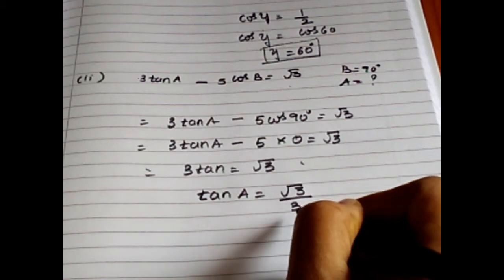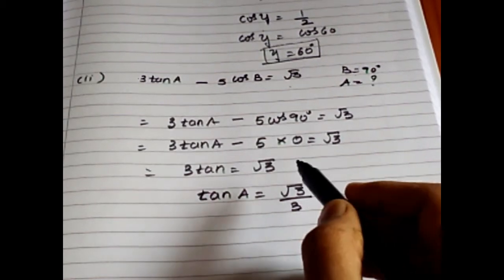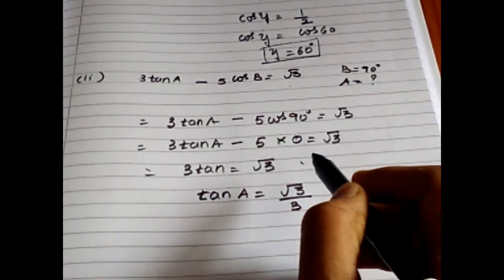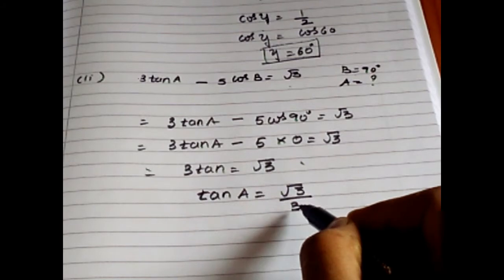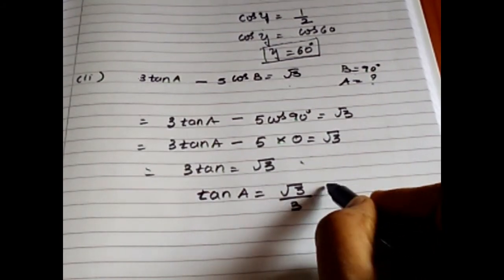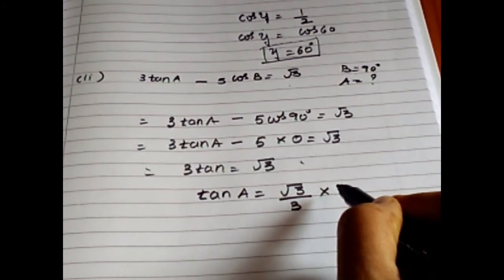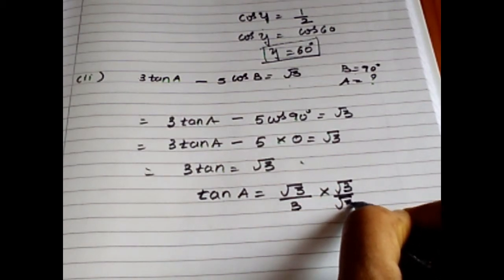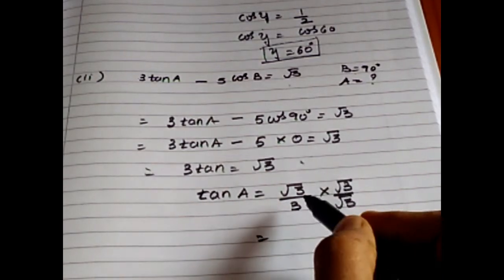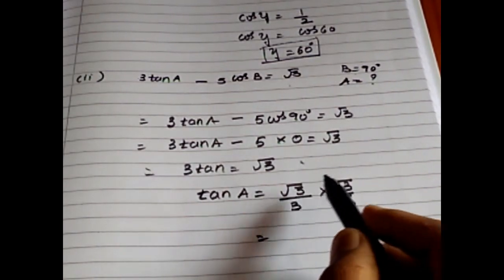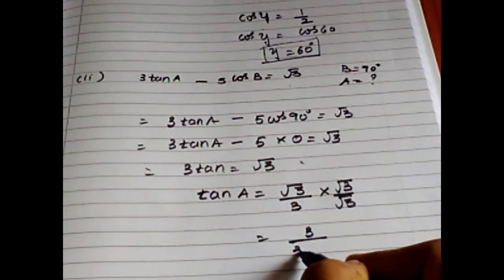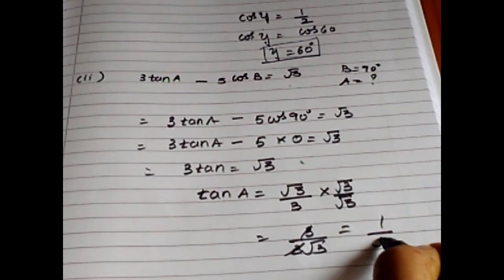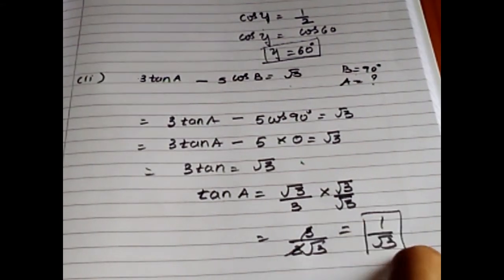So once you get root 3 by 3, now here the numerator is in the root 3 form, children, which we need to simplify because none of the tan values are 3 by 3. So root 3 by 3. Till now we have learned how to simplify the denominator by rationalizing. Now we are rationalizing the numerator. That is, it is in the root 3 form. So root 3 by 3 is 1 by root 3. So 1 by root 3 is the value of tan A.